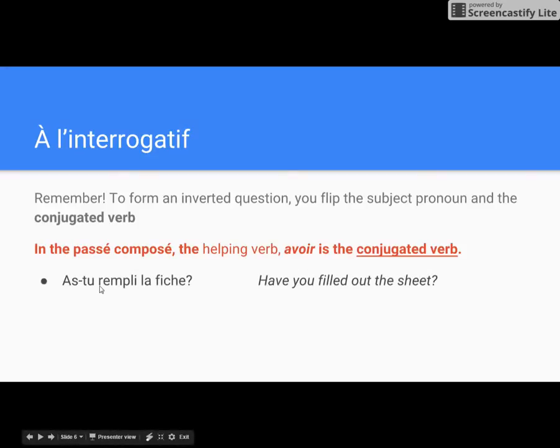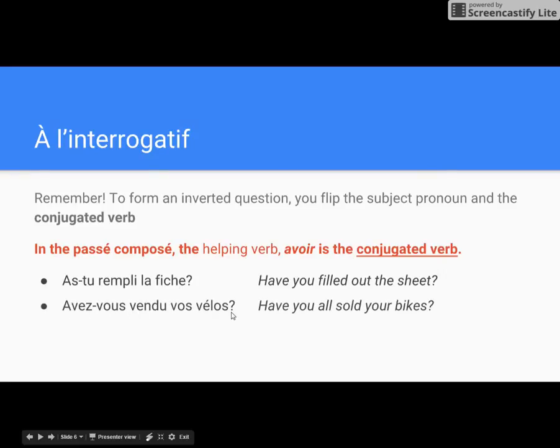Par exemple, as-tu rempli la fiche? Have you filled out the sheet? As-tu? Here we have avoir and our subject pronoun. We flip-flop them and added that hyphen because they're out of the regular order. As-tu rempli la fiche? Have you filled out the sheet?